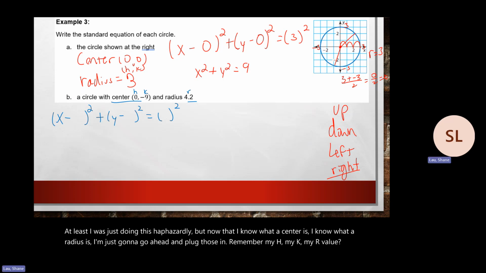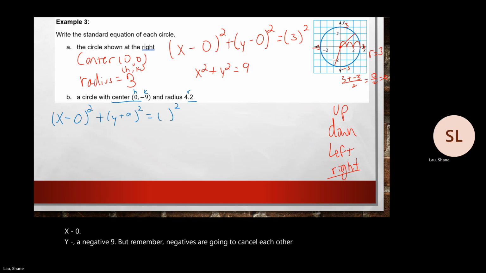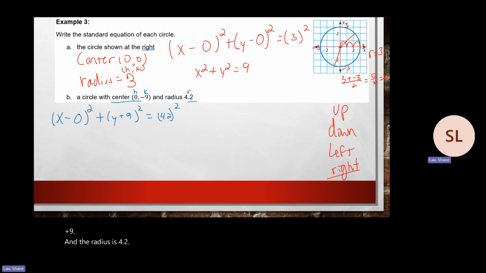Okay, x minus 0, y minus a negative 9, but remember, negatives are going to cancel each other out. We're going to have positive 9, and the radius is 4.2. Here, just simplify as much as you can. X minus 0 is x. We're left with x squared, plus.